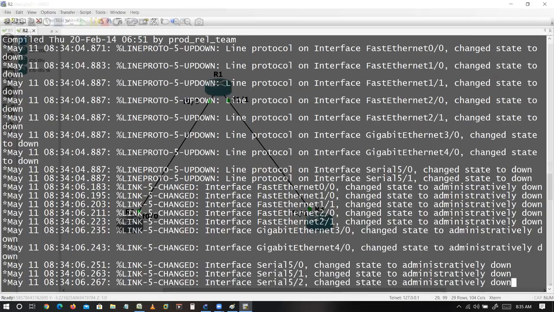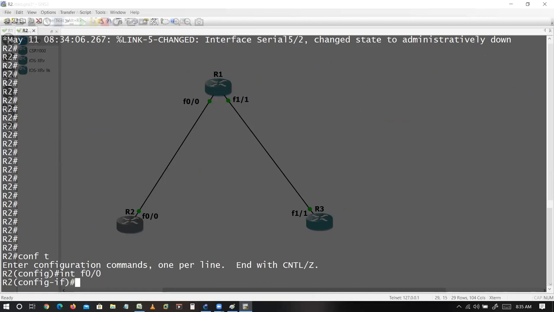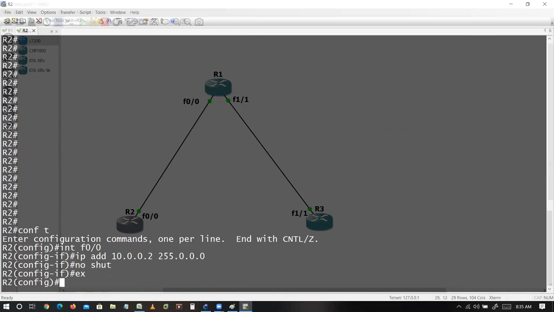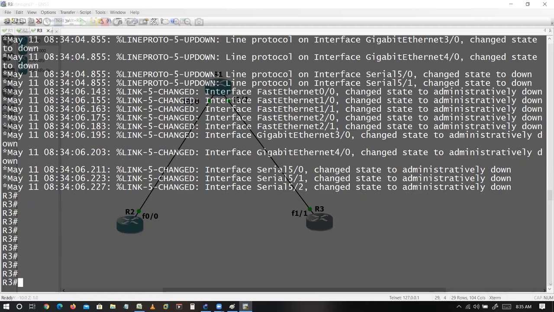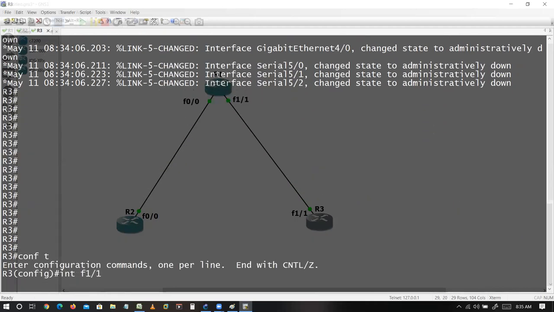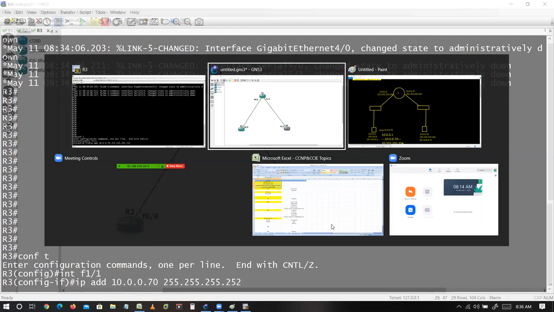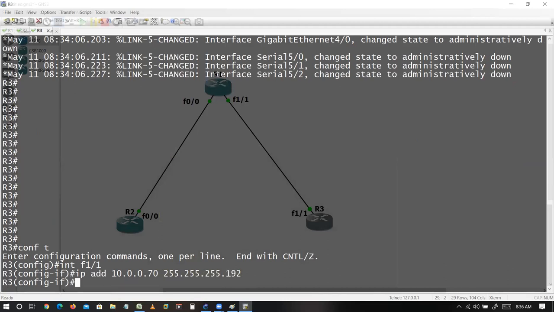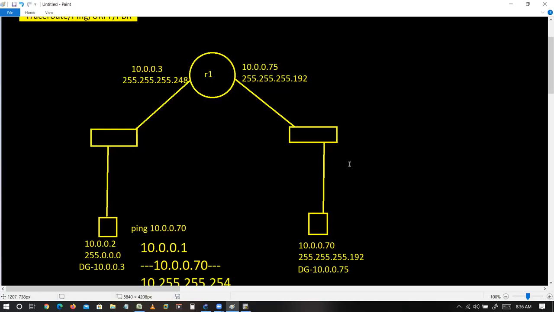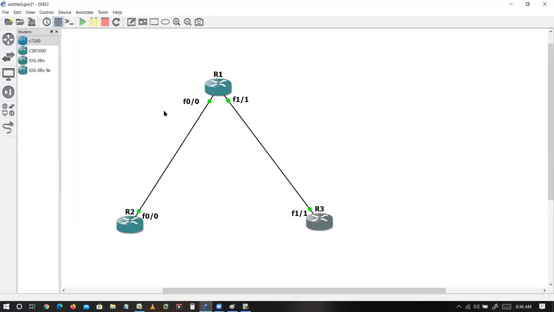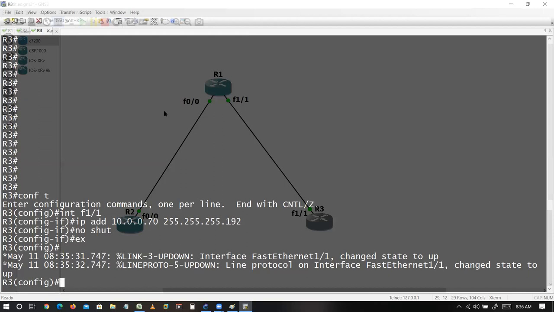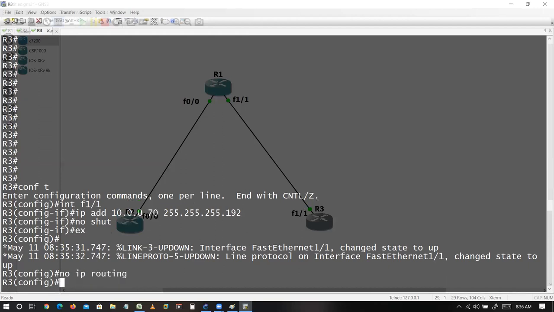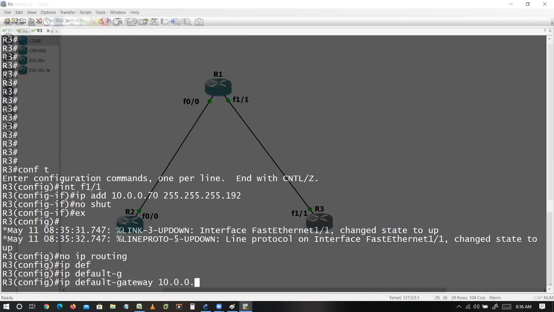Now R2. Here I will configure interface F0/0, IP address 10.0.0.2, mask 255.0.0.0. No shutdown. That's it. F1/1, IP address 10.0.0.70, mask 255.255.255.248. No shutdown. Okay. So first of all, I will try to do a communication directly to my gateway. And let me assign the gateway also. No ip routing, I will disable the routing. IP default gateway 10.0.0.0 was the address.